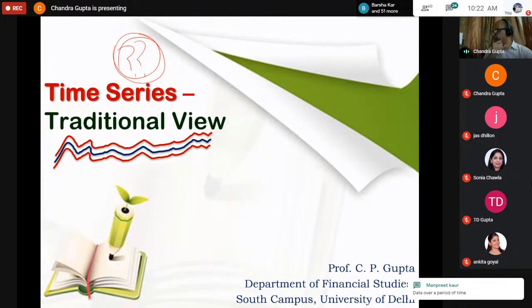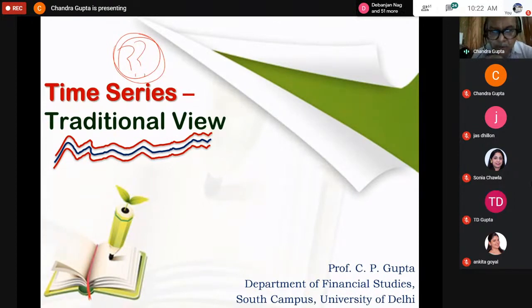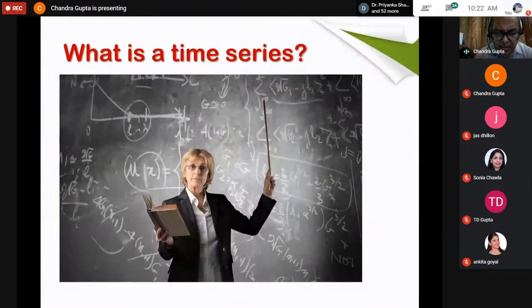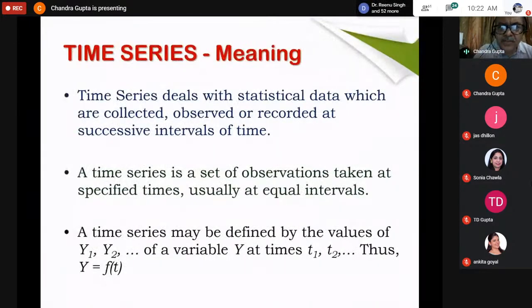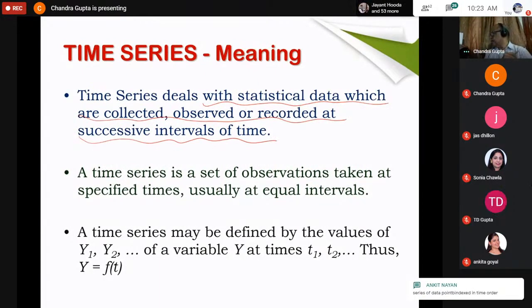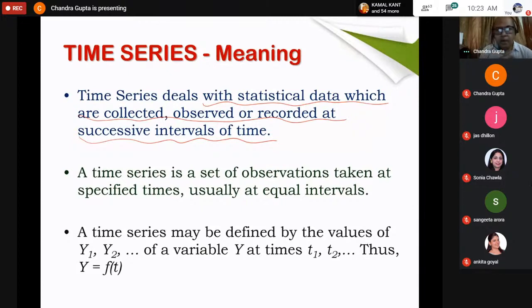T.D. Gupta is saying that this is something which we collect over a period of time, and that time is normally fixed, a year or a week or a day, whatever time you fix. That's normally how we understand time series. It deals with statistical data which are collected, observed, or recorded at successive intervals of time. Yes, all of you are saying that time series is something which has been observed over a period of time. That's the traditional way of defining time series.